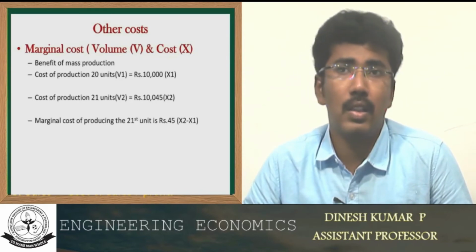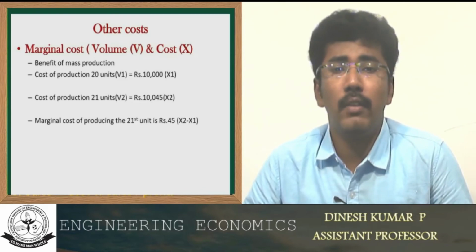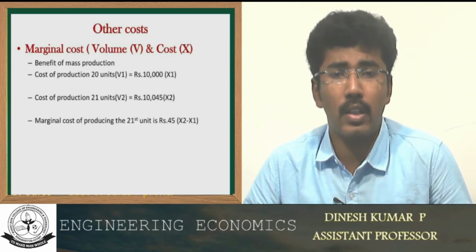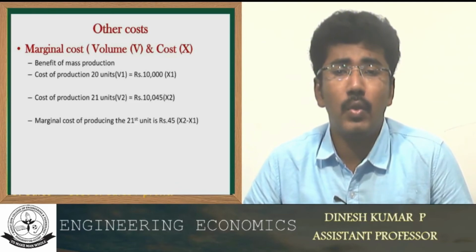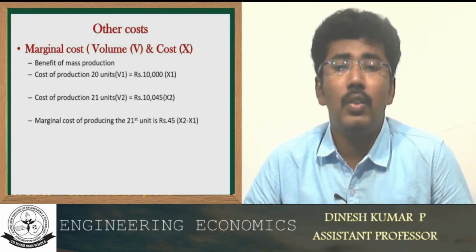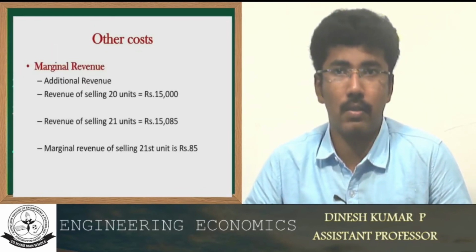Other costs, the marginal cost. The marginal cost relates to the benefits of mass production. The cost of mass production for 20 units is 10,000. If we want the 21st unit, we have to pay 10,045 rupees. The marginal cost of producing the 21st unit is 45 rupees. That is the marginal cost.